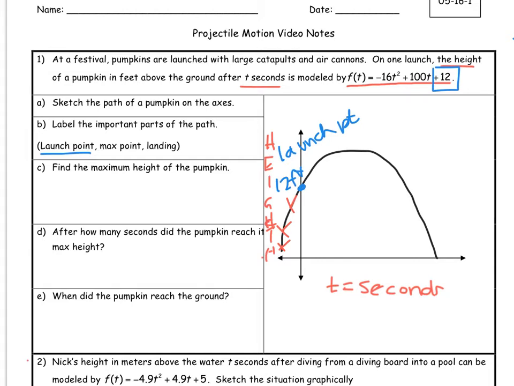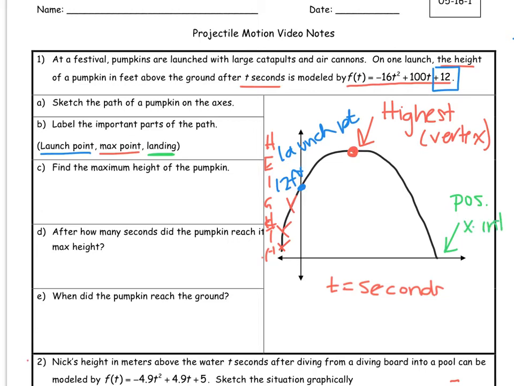Then the other thing we are taking a look at is, okay, what's the max point? What's the vertex? So the highest point the pumpkin reaches is right here. That's the highest point, and we know that the highest point of a parabola is called the vertex. And then we have to take a look at, where is this pumpkin going to land? So where is the landing? And the landing is right here, and that's a positive x-intercept. Why don't we use the negative? Because we can't have negative time. So all of this information will help us answer questions C, D, and E.